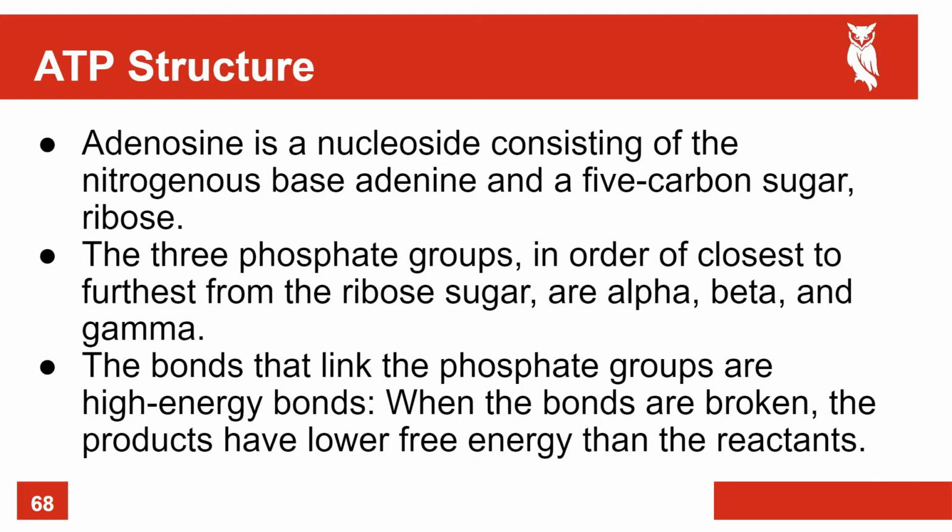All right. So the three phosphate groups, in order of closest to farthest away, are alpha, beta, and gamma. The bonds that link the phosphate groups are high energy bonds. When the bonds are broken, the products have lower free energy than the reactants. Because the products have lower free energy than the reactants, is this going to be endergonic or exergonic?